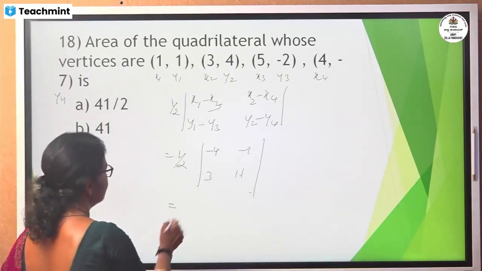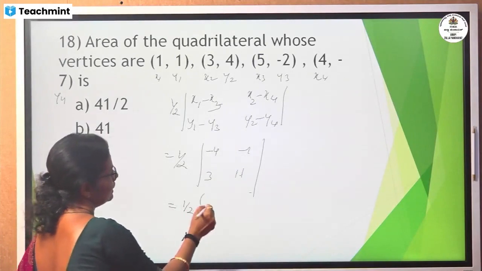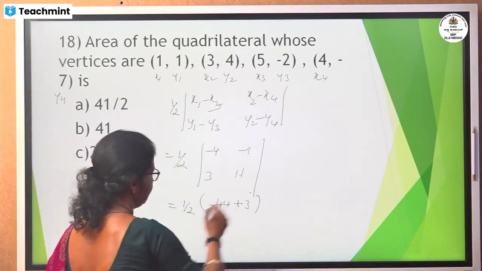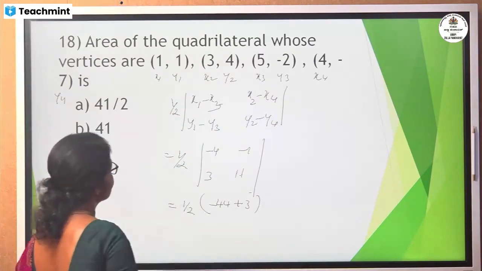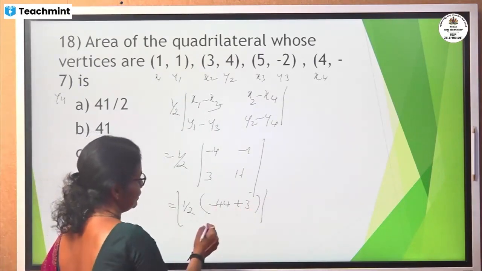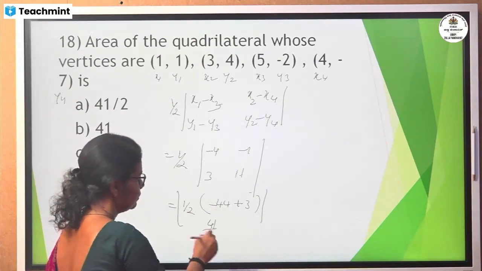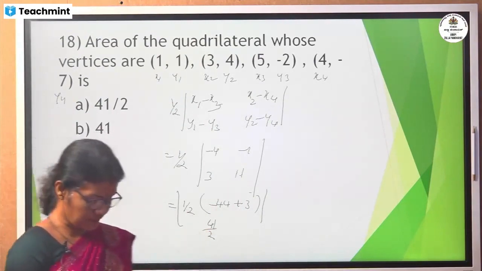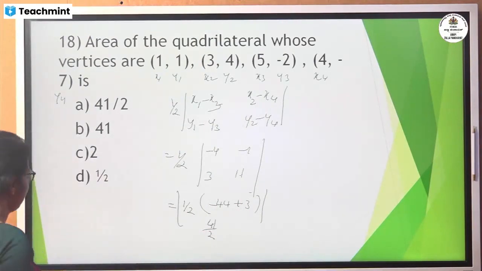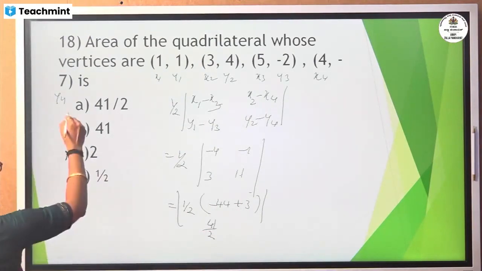Simplify this, half into determinant value, minus 44 plus 3. Actually this is area. Even if we get the negative value, you have to take the modulus of that. It will be 41 by 2 square units. Option A holds good.